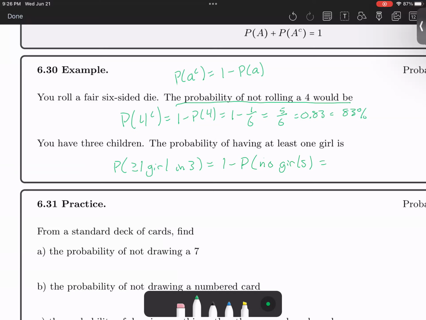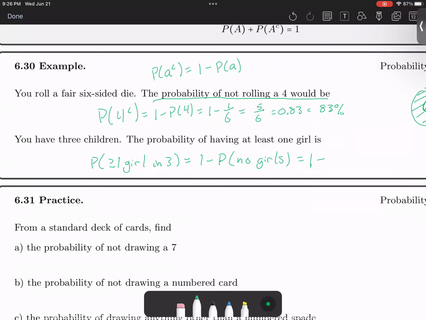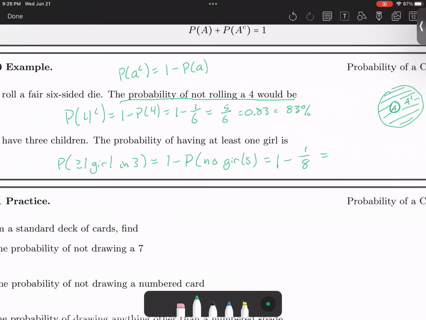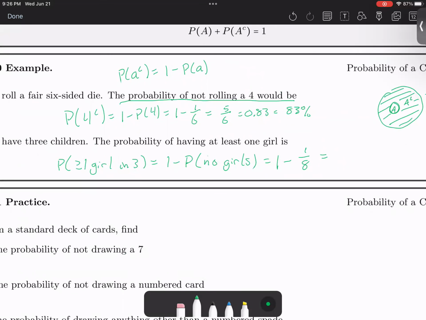So what's the probability of no girls? That's a lot easier to solve for. To have no girls out of 3 children, that's all of them being boys. That's only 1 out of the 8 possibilities. So 1 minus 1/8, that gives us 7/8. And then as a percentage, we get 88%.